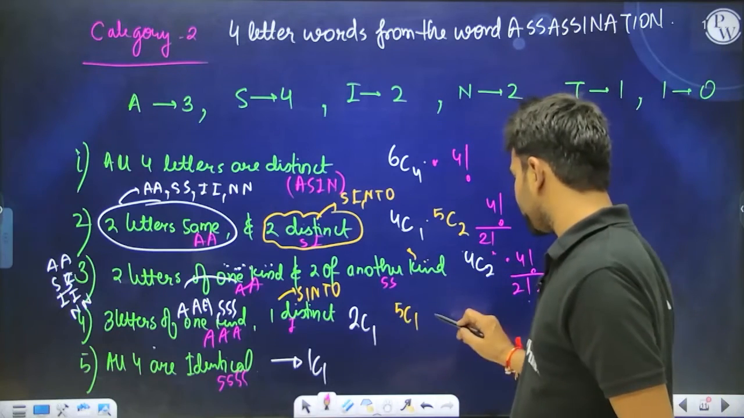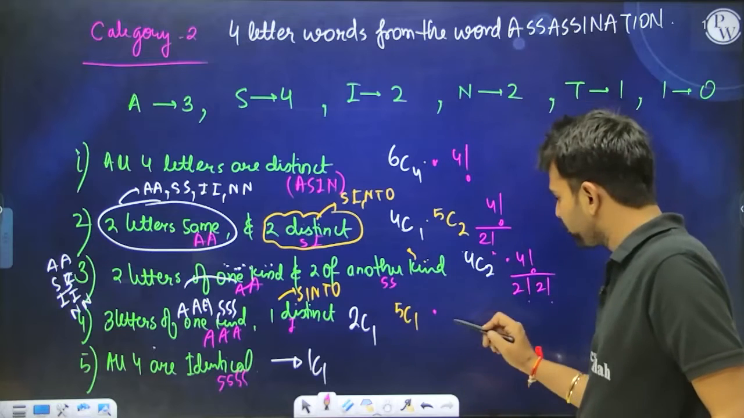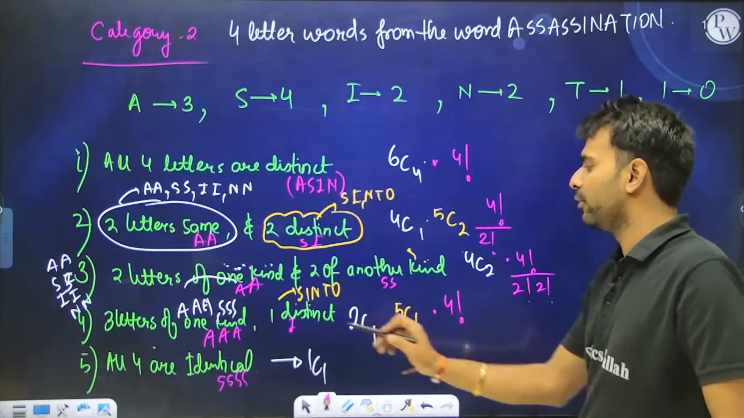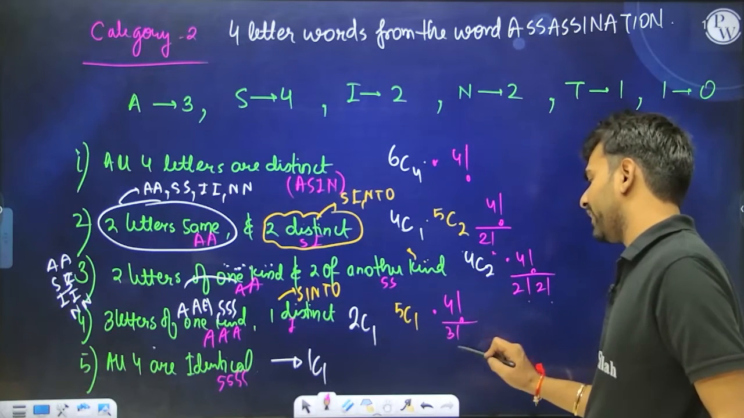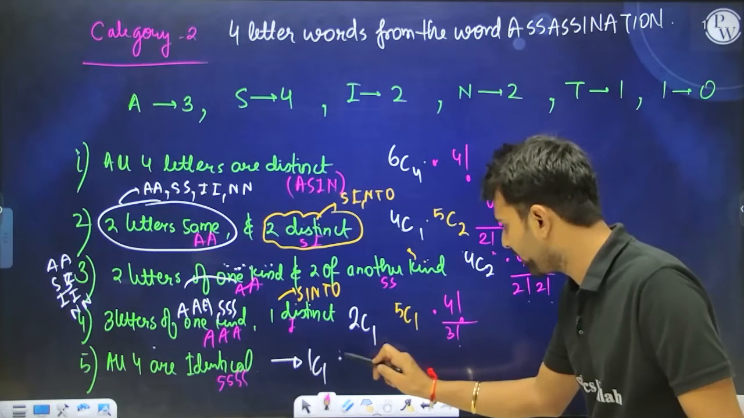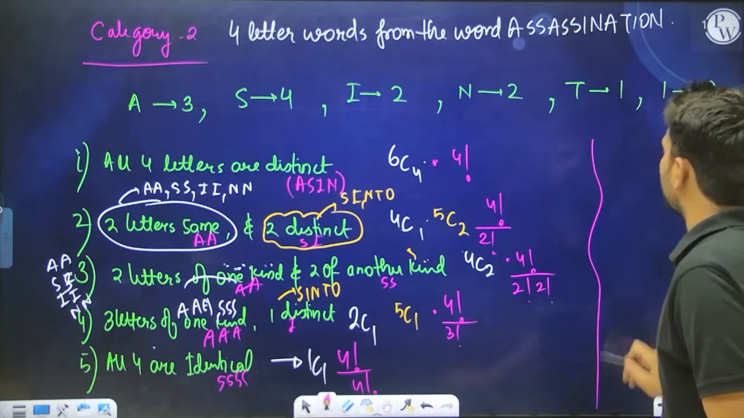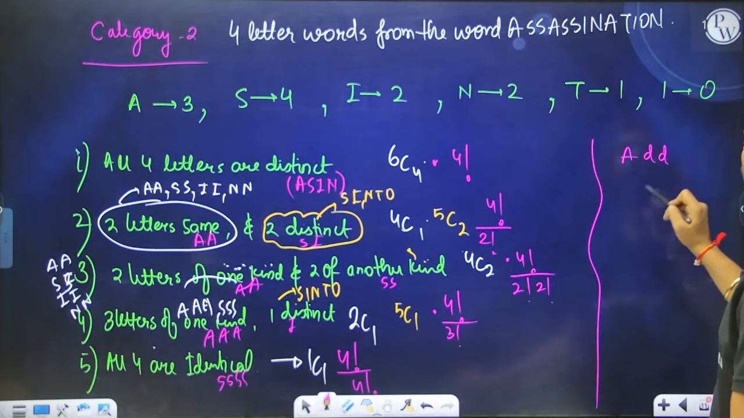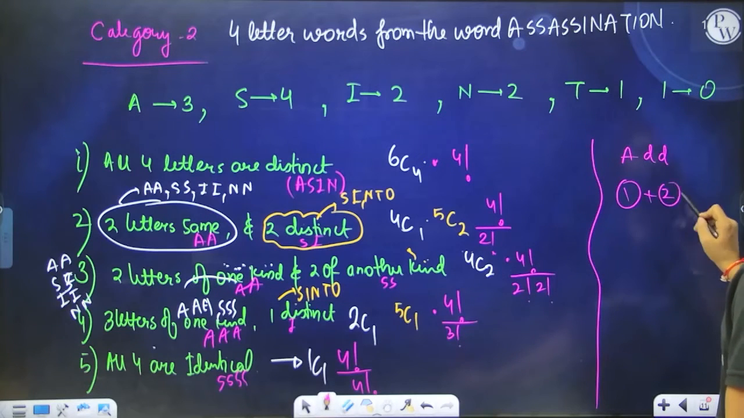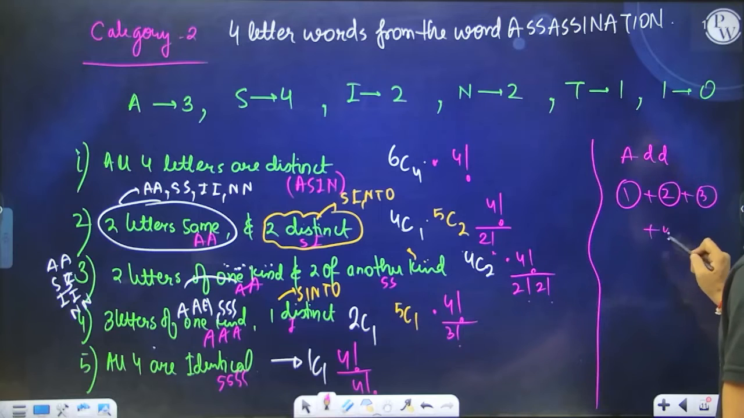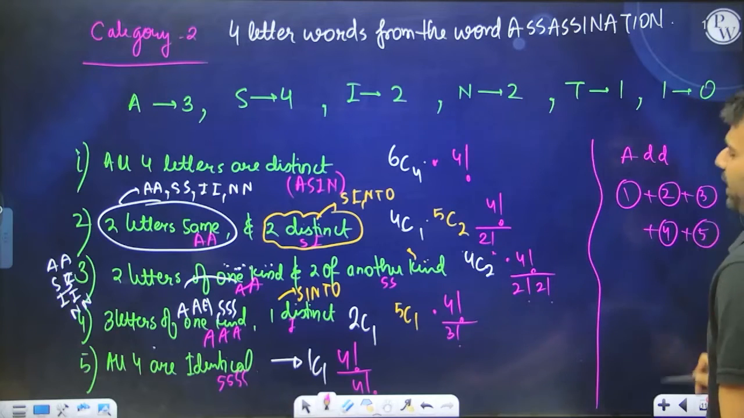Okay, talking about this, since I am having 4 things with me now, out of which 3 are identical. Look, AAA. So that's why I am going to divide by 3 factorial. And over here, if you see 4 factorial divided by 4 factorial, just add all these 4 cases. Add 1, 2, 3, 4 and 5. What you're gonna get is nothing but your answer.